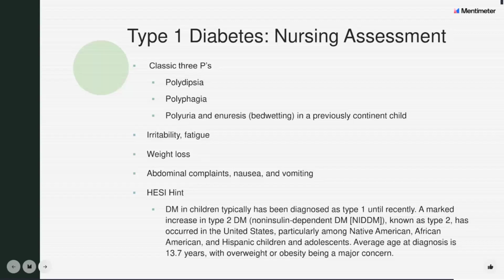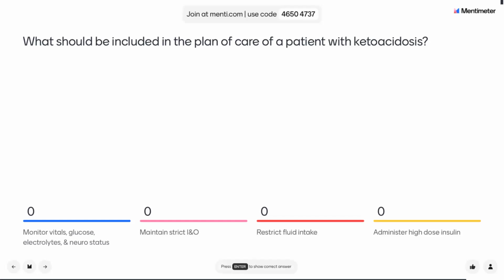Typically, we see our type 1 in our pediatric patients. We are starting to see more type 2 diabetics in pediatric patients because of our poor lifestyle choices. So if we had a patient with ketoacidosis, what would we include in their plan of care?